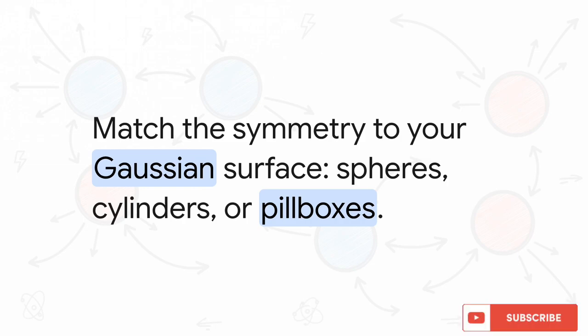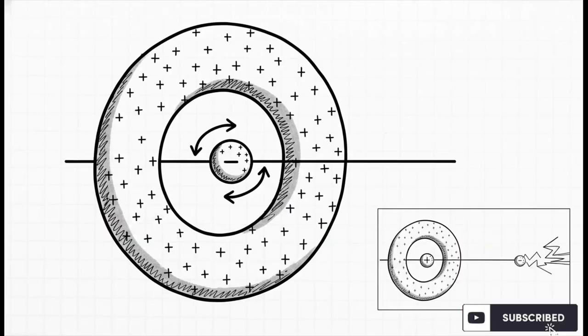If your charge distribution is spherical, just draw a Gaussian sphere. If it's a long cylindrical wire, wrap it in a Gaussian cylinder. Planar sheet, slap a Gaussian pillbox on it. If you just match your imaginary surface to the physical symmetry of the object, I promise you the math basically solves itself.